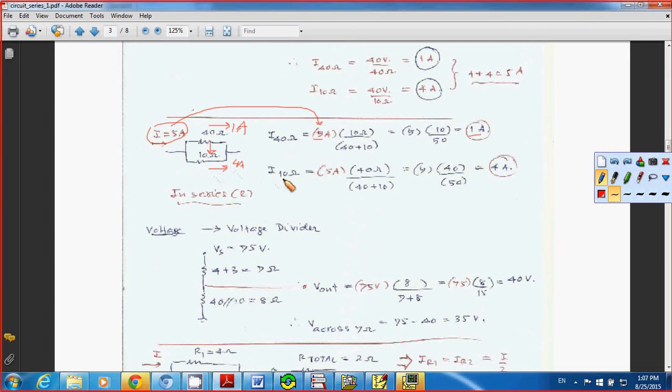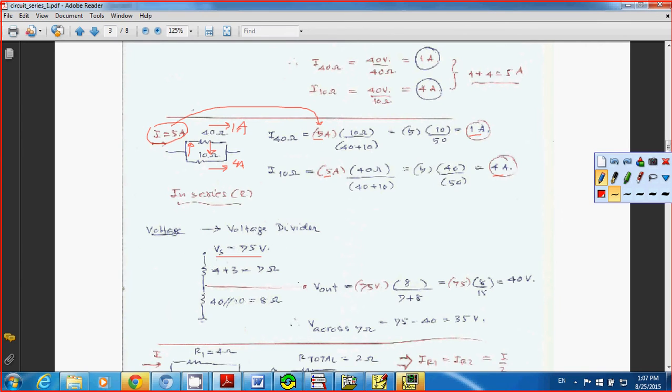To get the 4 amps by hand calculation, you multiply 5 amp by the other resistor, that's 40 ohms, and divide by 40 plus 10, and that gives you 4 amp. And that's what I call the current divider, which is different than the voltage divider. You're probably familiar with this already.